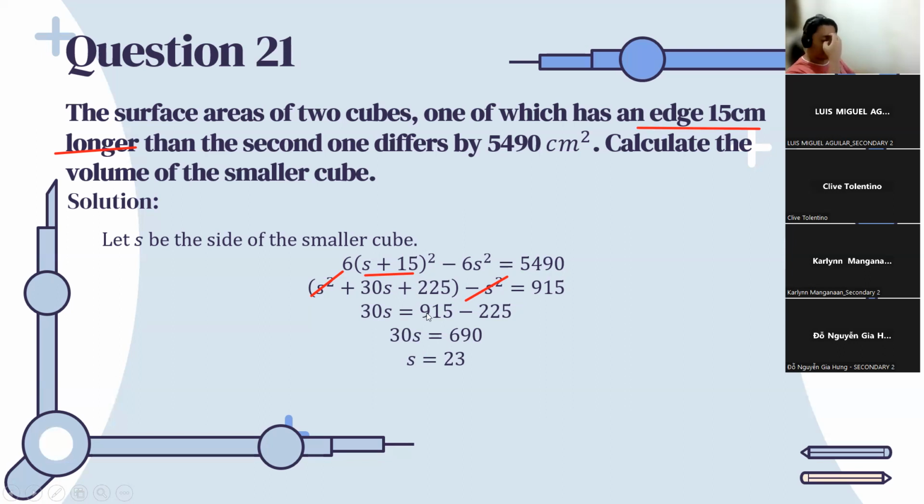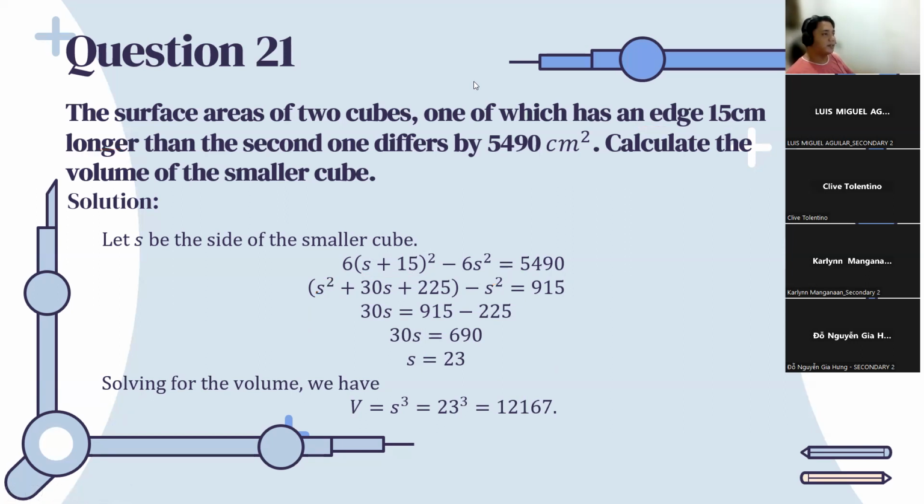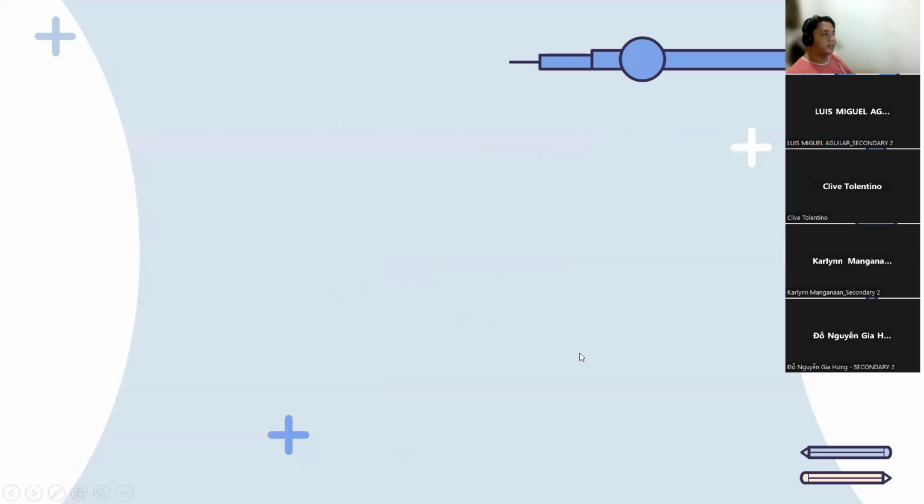The question asks for the volume of the smaller cube. So that will just be 23 cubed, or 12,167. So that is 21. I think we have a similar problem like in the last session. Okay, let's proceed to 22.